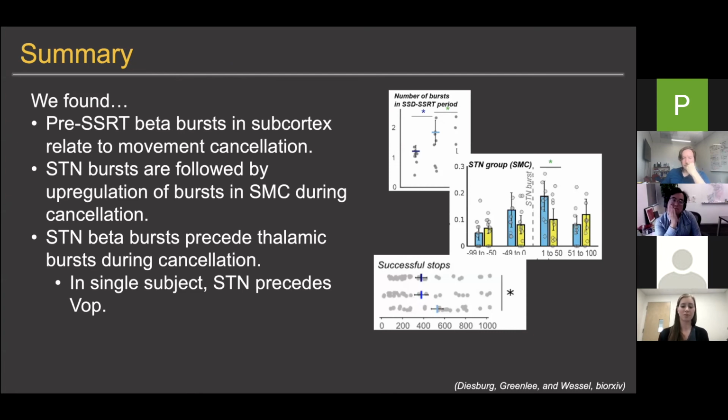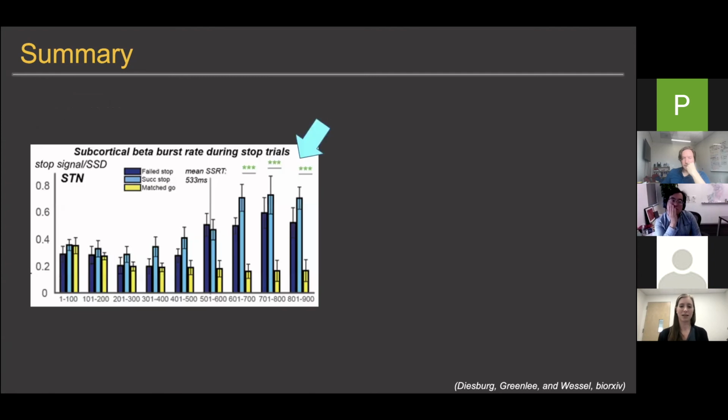Now, of course, the one result I haven't explained to you so far is this one I said I'd come back to, which is the fact that we did find post-SSRT beta bursts for successful stops in all of our subcortical regions. And of course, we didn't have a hypothesis about this specifically, so we just attempt to offer an explanation, understanding, of course, that future research is needed to corroborate this.